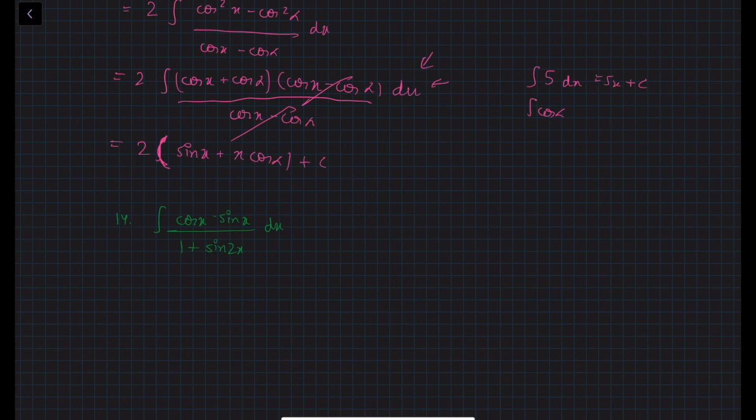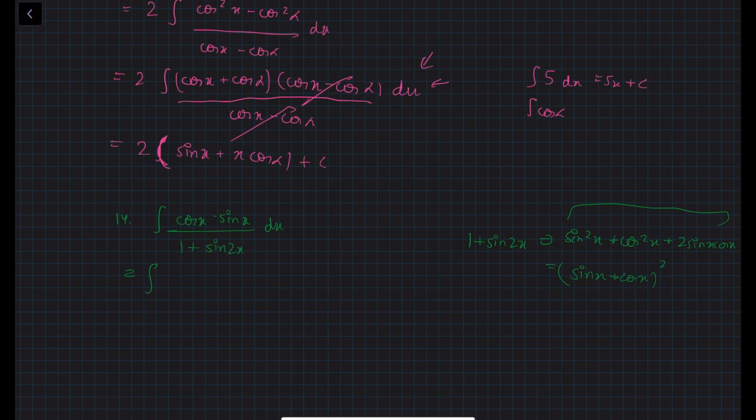And I want you to think back to inverse trigonometry. We learned that 1 plus sine 2x is sine squared x plus cosine squared x plus 2 sine x cosine x, because we can just write 1 as sine squared x plus cosine squared x. This looks familiar because it's just the identity for a whole square, right? So that's sine x plus cosine x, whole squared.